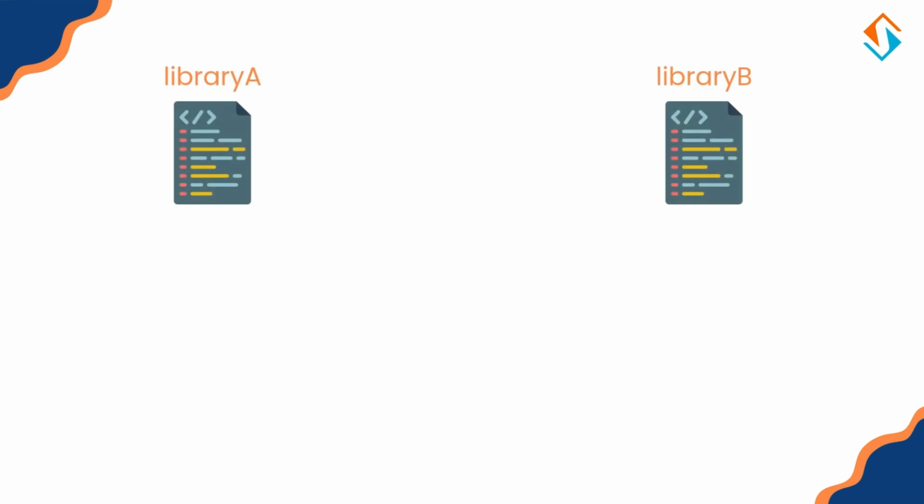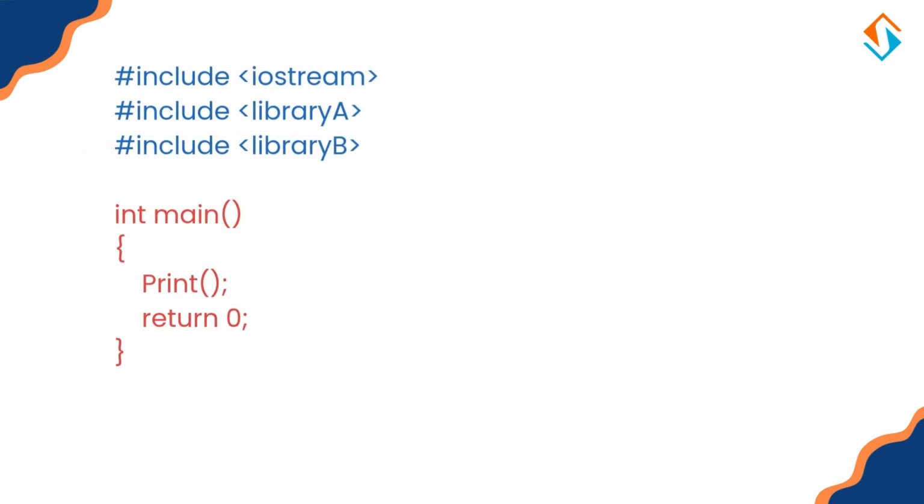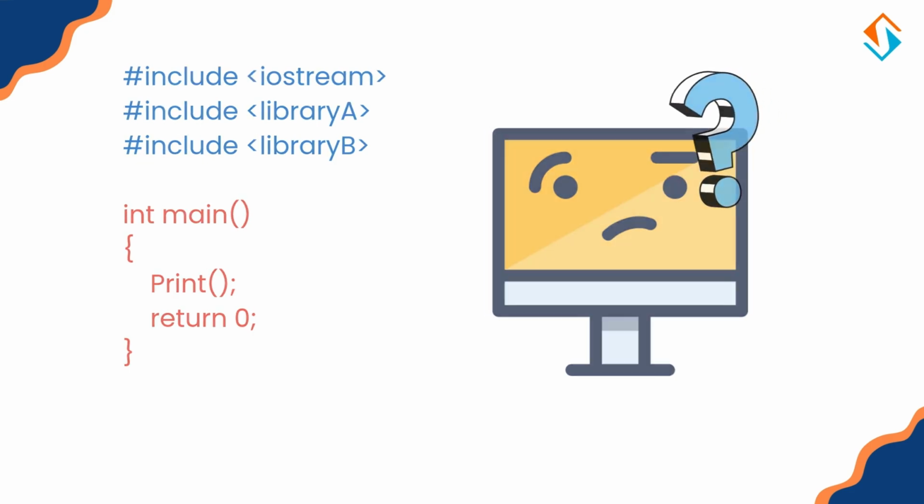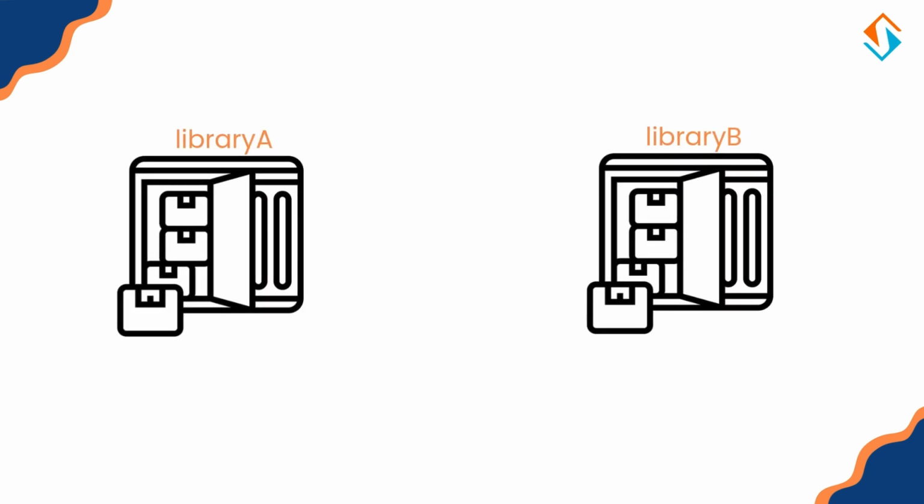Imagine you're working on a project with multiple libraries, and both libraries define a function called print. When you try to use print in your program, the compiler gets confused. It's like asking two people named Alex to do the same task. You need a way to tell them apart. Namespaces in C++ solve this problem by acting as containers for your functions, variables, and classes. They help organize your code and prevent name conflicts. A namespace is essentially a labeled box where you can group related code together. If two namespaces have elements with the same name, you can distinguish them using the scope resolution operator.